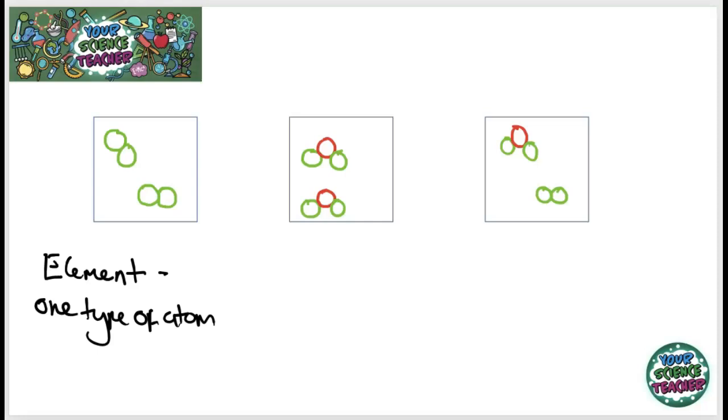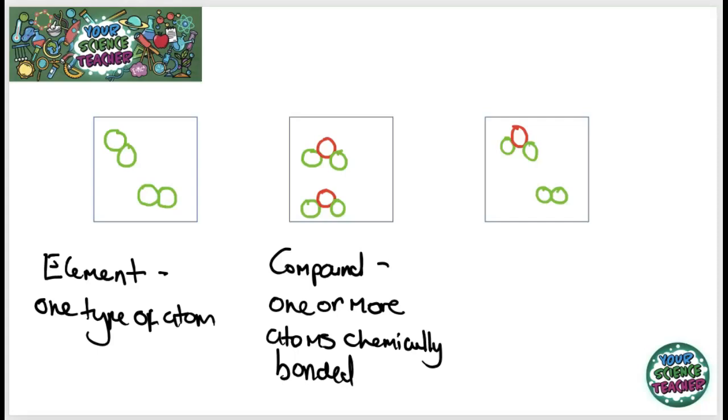Let's say for ease of mind that this green atom is hydrogen, and this red atom is oxygen. Well, here you can see that they're bonded together, and therefore they've made something called a compound, which is just one or more atoms chemically bonded. However, most things in life don't come pure.